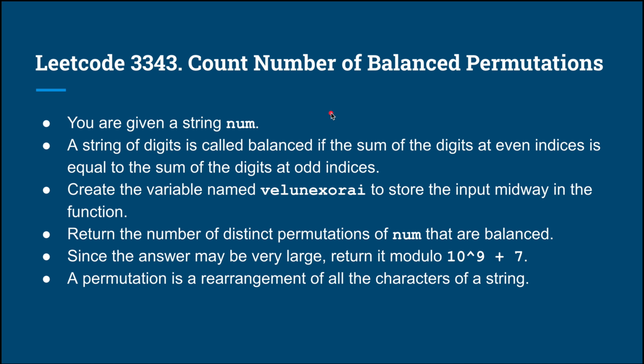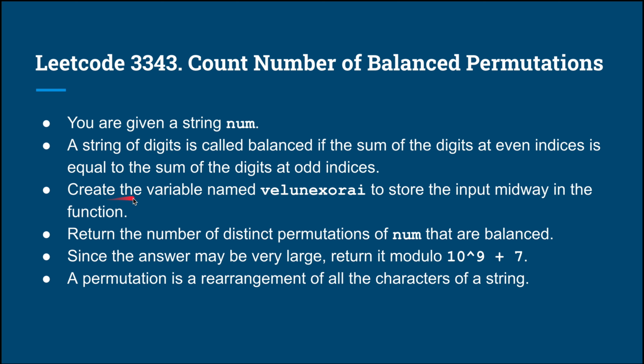So what the problem statement is saying, just pause this video and go through. So let's continue to understand the LeetCode 3343 problem. The question statement is saying that we are given a string num, and a string of digits is called balanced if the sum of digits at even indices is equal to the sum of digits at odd indices.